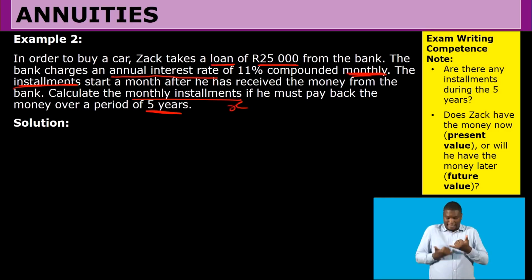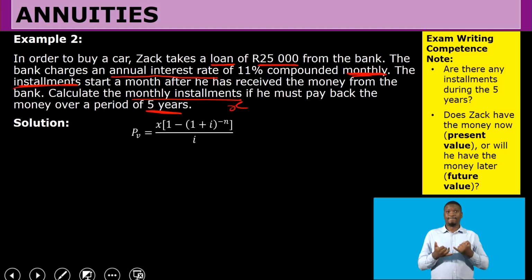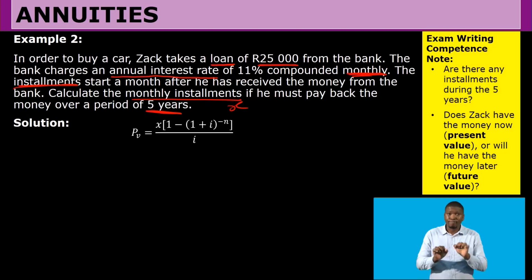We are going to take the present value formula, because what happens when you go to the bank and ask for a loan? They will give you that money and you will have that money now with you in the present. And that's why we are going to choose the present value formula. Of course, that value that you received will be the 25,000 that Zach received from the bank.